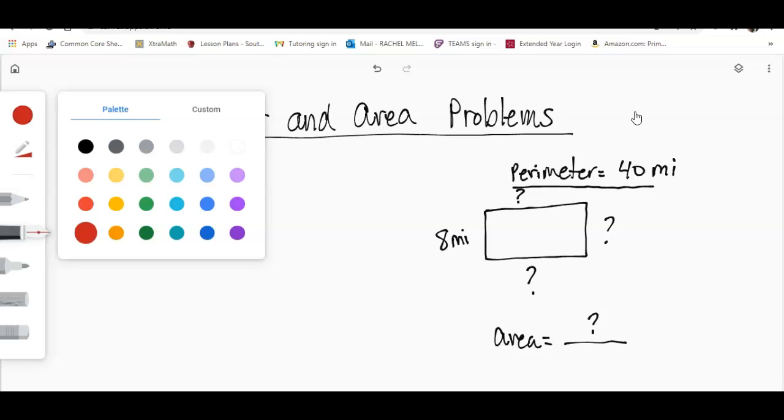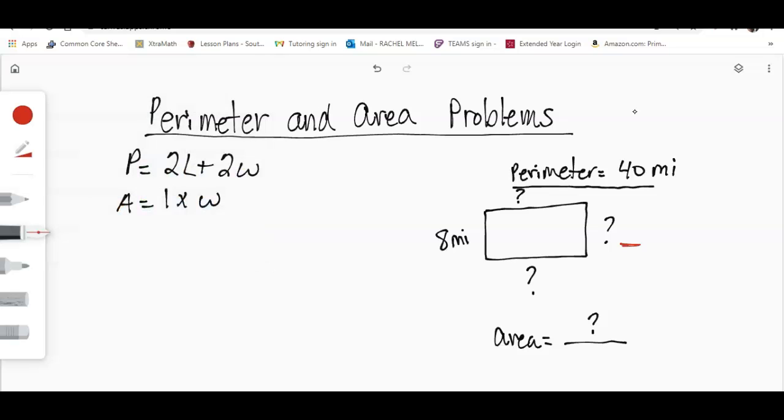Okay, so I first want to deal with this piece right here. Okay, because of the definition of a rectangle, I know that if this side is 8 miles, this side has to also be 8 miles. Okay, I also know that if I add up all my sides, that's perimeter, and it gives me 40 miles. So if I use this formula, I can find the missing piece.